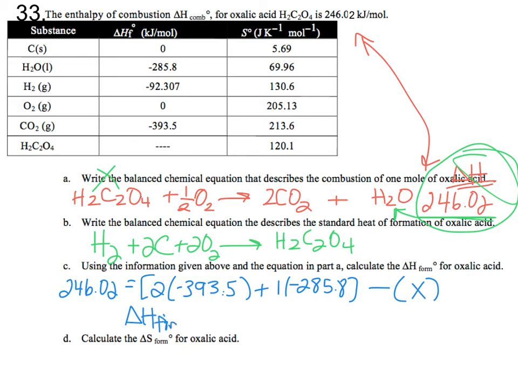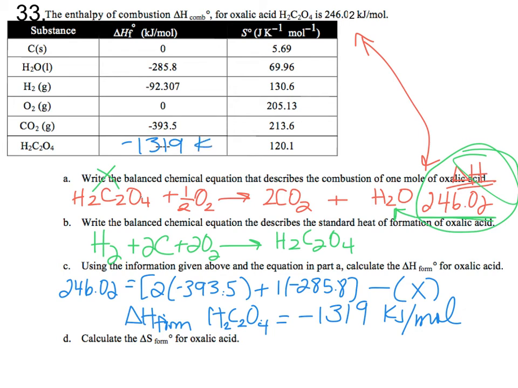The heat of formation of the oxalic acid is equal to, I got -1319 kilojoules per mole. So that's what we'd put in the table here, -1319. They could have just given it to us and made our life a little bit easier, but of course not. Okay, let's look at part D then.